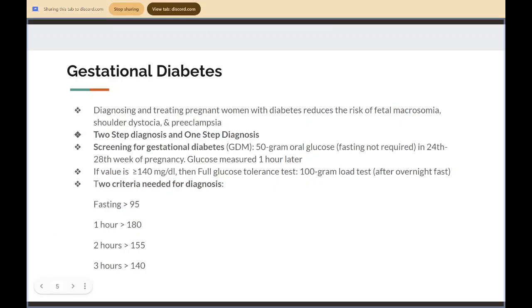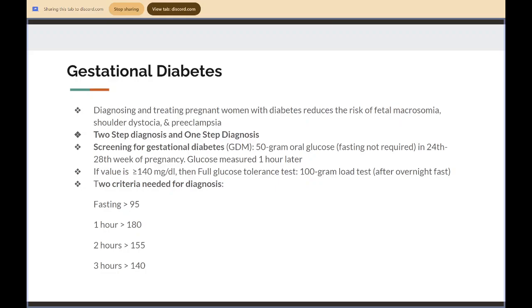Gestational diabetes, this is diabetes while pregnant, and we want to diagnose and treat to reduce the risk of fetal macrosomia, shoulder dystocia, and preeclampsia. Now, preeclampsia is going to be hypertension and a positive urine screen for protein. Shoulder dystocia is going to be a birth complication, and then fetal macrosomia is going to be a large fetus.